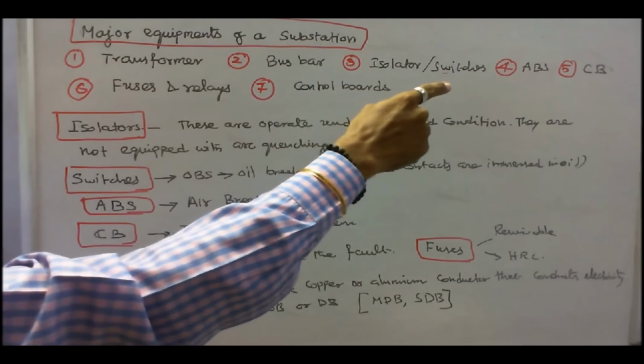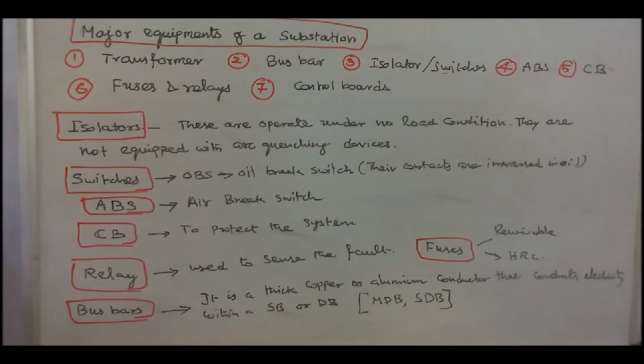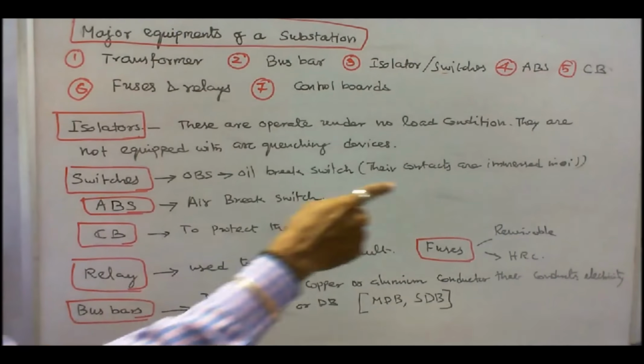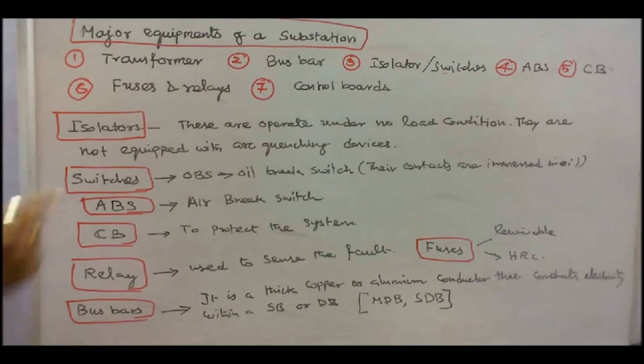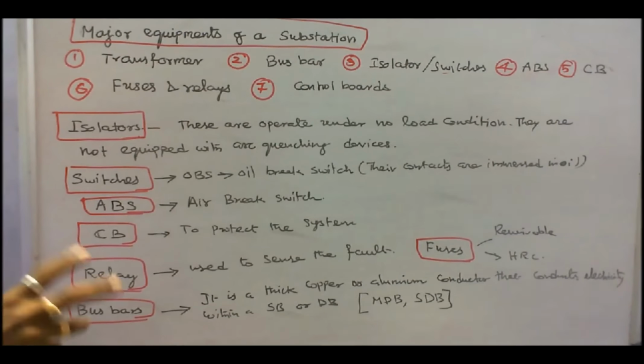The next is circuit breaker. A circuit breaker is a protective device. In the event of a fault, it will protect the system. That's why we are using a circuit breaker. Another is fuses and relays. We are using two types of fuses: one is a rewirable fuse, another is a high rupturing capacity fuse. Another is a relay. A relay is a device which senses the fault and gives a signal to the circuit breaker. There are so many relays.